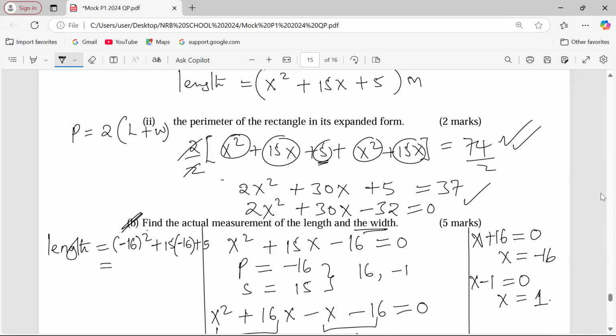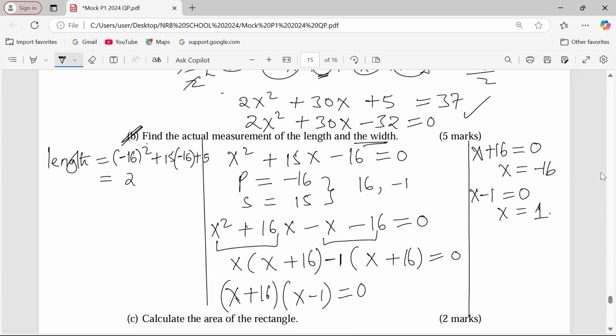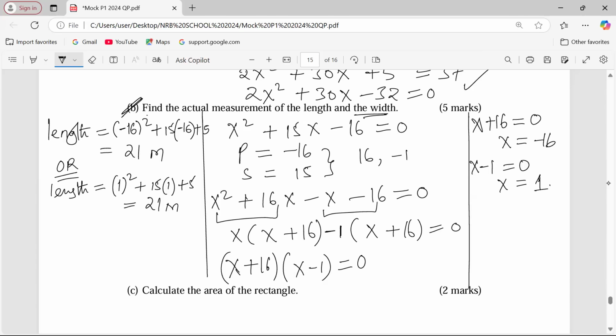So what will be this length? Negative 16 squared, plus 15 into negative 16, then I add 5. I'm getting 21 meters. Again, the length can also be given by the other value of x, which is 1. So 1 squared plus 15 into 1 plus 5. And in either case, I'm getting 21 meters. So x can be either negative 16 or positive 1, and they will give us the same length. What about the width?